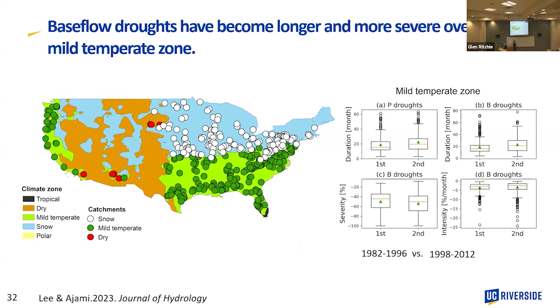We also looked at decadal changes in precipitation drought and base flow droughts. And here you see that the mild temperate zone was a region that showed significant differences in base flow droughts during these 2 decades. That means that in the mild temperate zone, our base flow droughts are becoming more severe. So that will have important implications for climate impact on water resources.